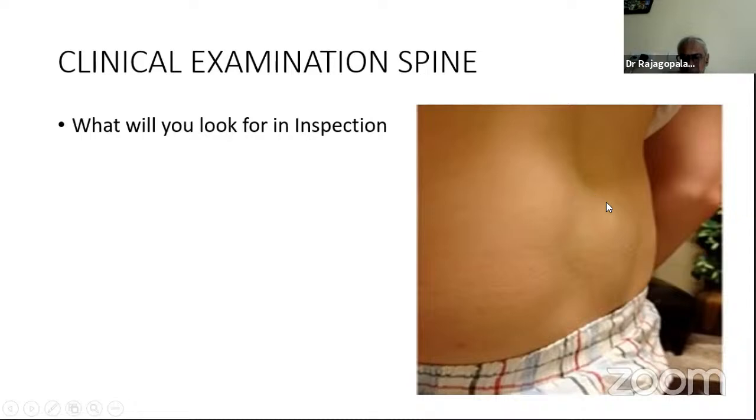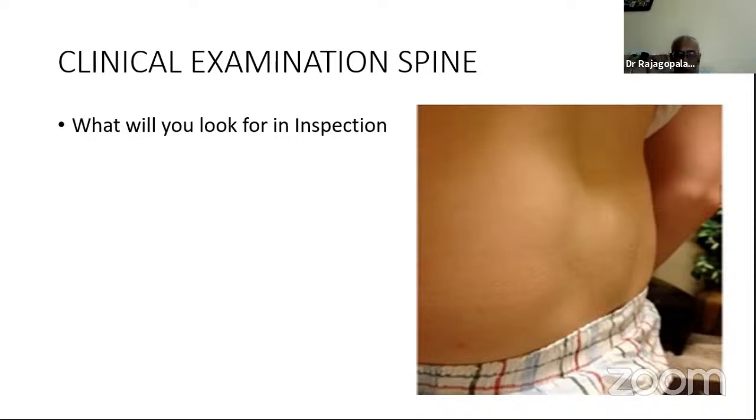So here, if I run my finger, imagine you can see that. Here is the area where suddenly it goes into a convexity. So you will see a step like this. You don't have to palpate in a high grade slip; in a high grade slip, you can see the slip. So is that one of the step signs when you palpate? That will be one of the important things.